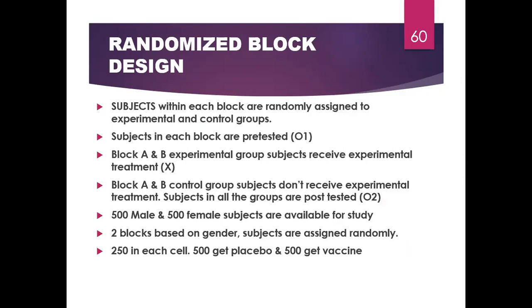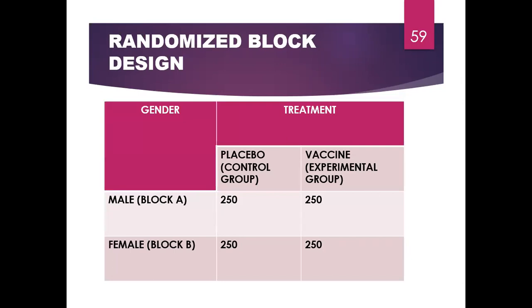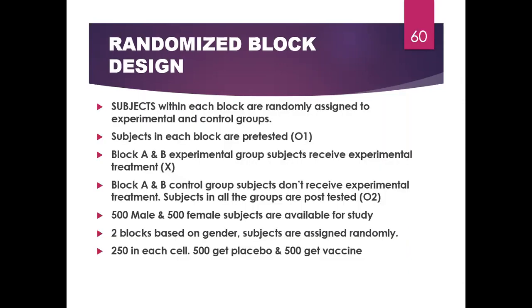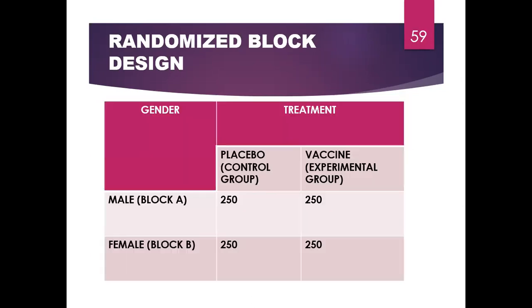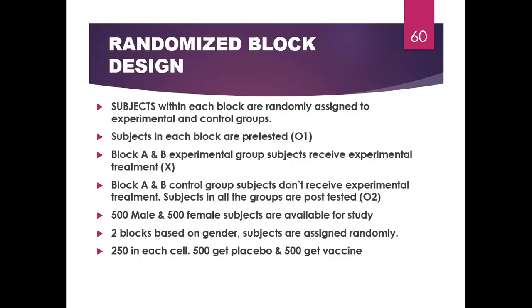In Block A and Block B, experimental group subjects are given the experimental treatment. Control subjects do not receive any experimental treatment. Subjects in all the groups are given post-test. So 500 males, that means 250 in the placebo category and 250 in the vaccine category. The same applies to females, who are available for this study, with two blocks based on gender.